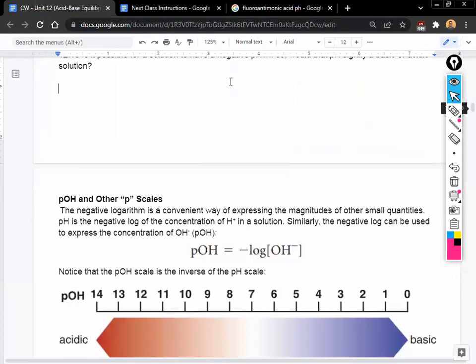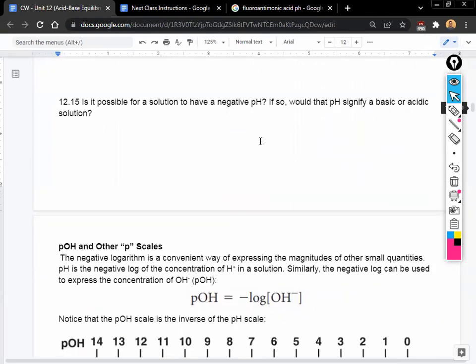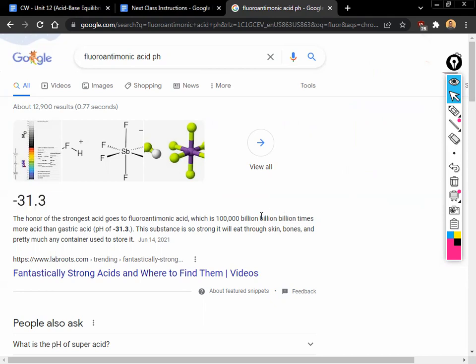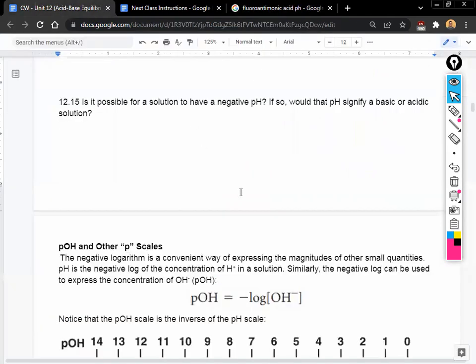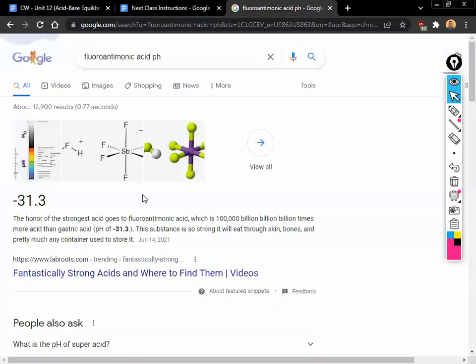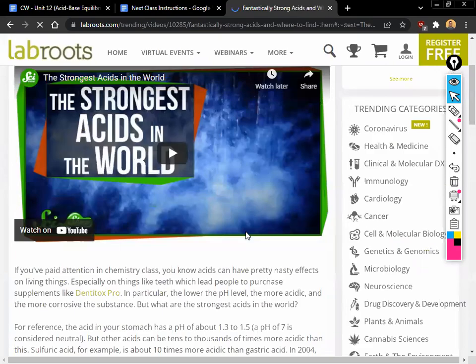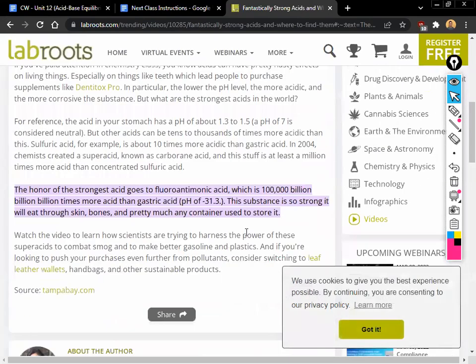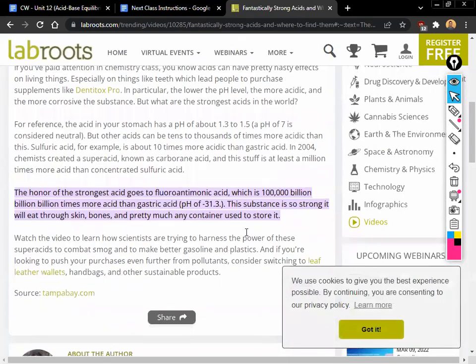All right, any questions about logs? pH, we're gonna be looking at this a lot, yeah. Oh, they make it. Yeah, people are weird. It's like, how can we make a compound that's more acidic than anything else? Yeah, definitely not found in nature anywhere. Good question. Yeah. Well, it says it'll eat through skin, bones, and pretty much any other container.